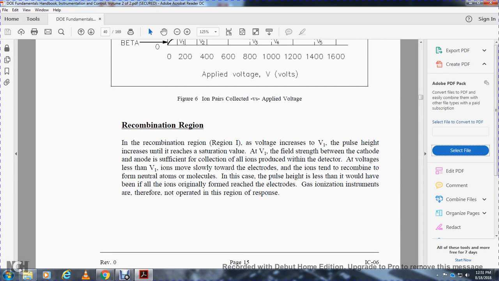Recombination region. In the recombination region, region 1, as the voltage increases, the pulse height increases, reaching saturation at voltage 1. At voltage 1, the field strength between the cathode and anode is sufficient for the collection of the ions produced within the detector.